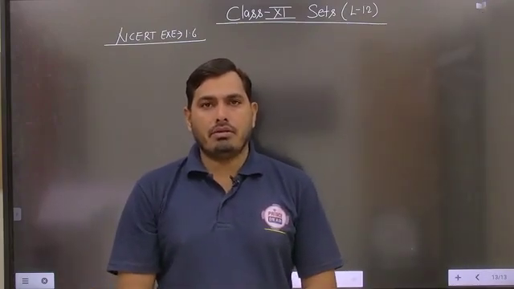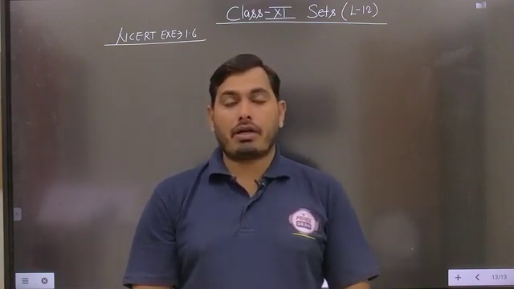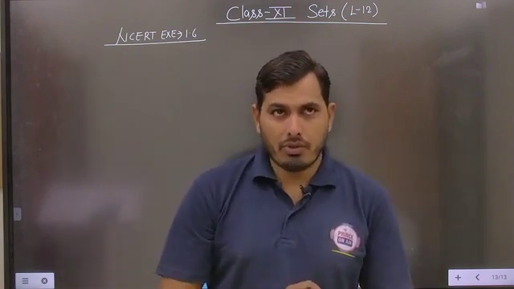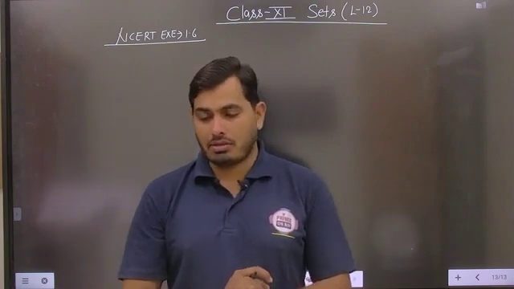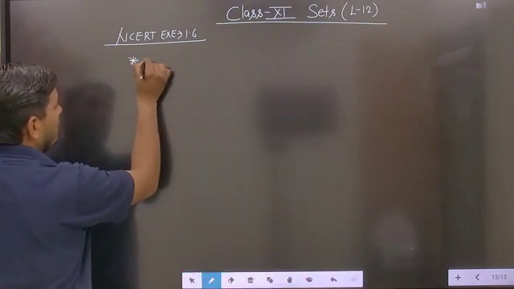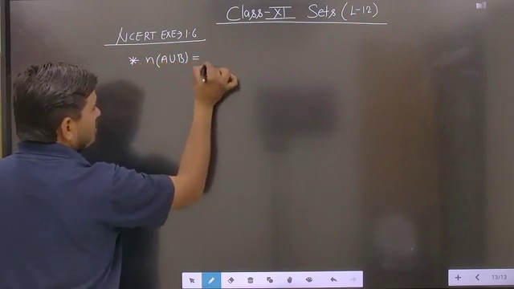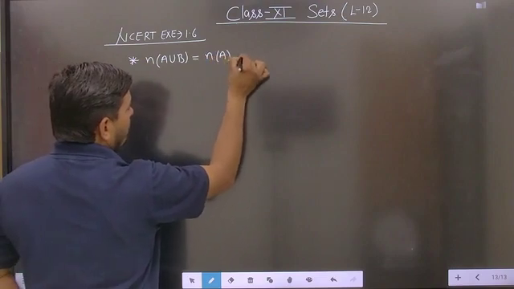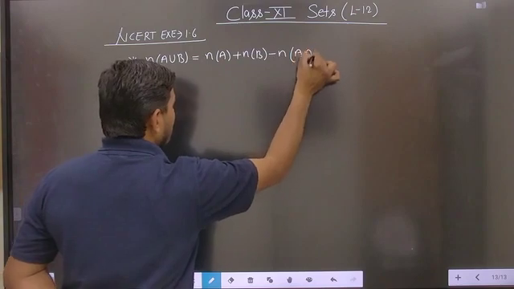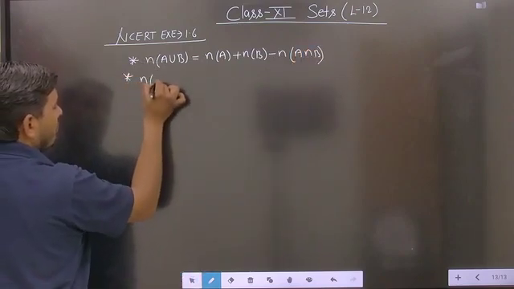Hello students. In the last class, we discussed some practical problems related to union and intersection operations, where we discussed some formulas. We are seeing two basic types of formula. The first is the number of elements in A union B, which should be written as number of elements in A plus number of elements in B minus number of elements in A intersection B.